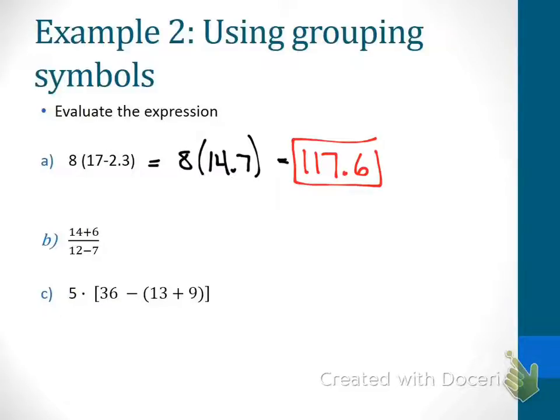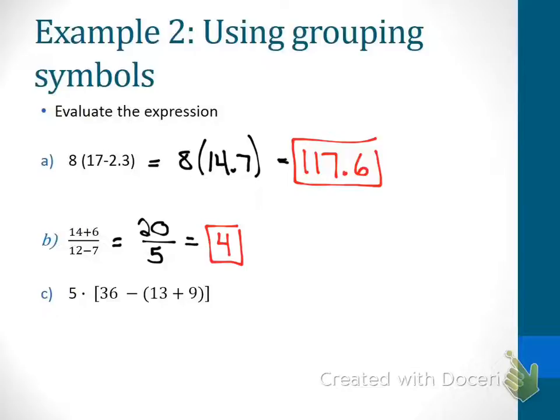What about the next one? What do you think we need to do first? Before we can divide, we've got to simplify everything on either side of the fraction. So what's 14 plus 6? 14 plus 6 is 20. And what's 12 minus 7? 12 minus 7 is 5. All right, and then we simplify. 12 divided by 5 is 4.